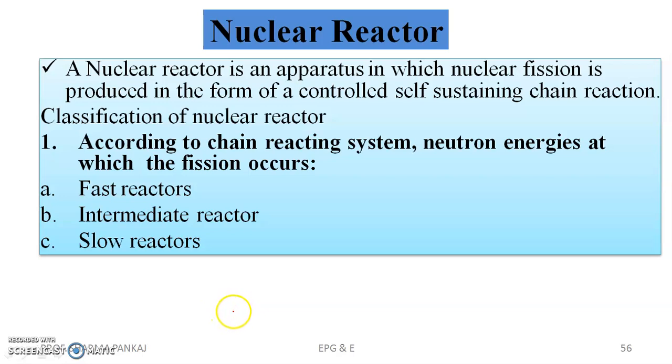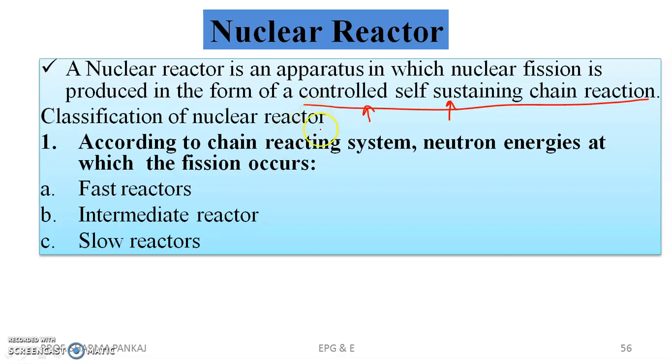Now let us have the theoretical part of nuclear reactor. A nuclear reactor is an apparatus in which nuclear fission is produced in the form of a controlled self-sustaining chain reaction. Please mark this word, controlled self-sustaining chain reactions. It should be controlled and self-sustaining. It should be sustained in itself such that it should not go beyond the control point, the chain reactions.